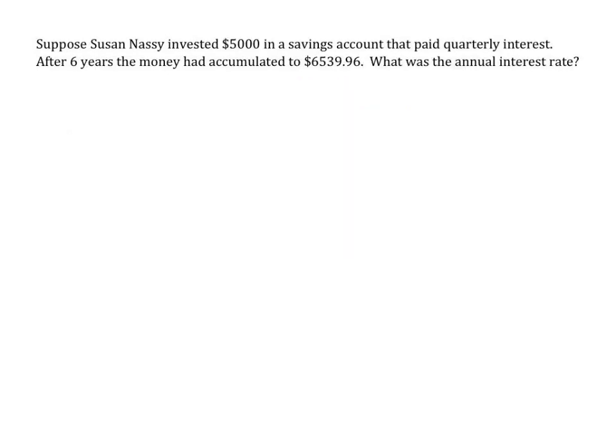Suppose Susan invested $5,000 in a savings account that paid quarterly interest. After 6 years, the money had accumulated $6,539.96. What was the annual interest rate? So now we don't know the interest rate, so we don't know our R. So we're going to have to do some manipulation here. We know that we ended up with a total of $6,539.96. We also know that we put $5,000 into the account.